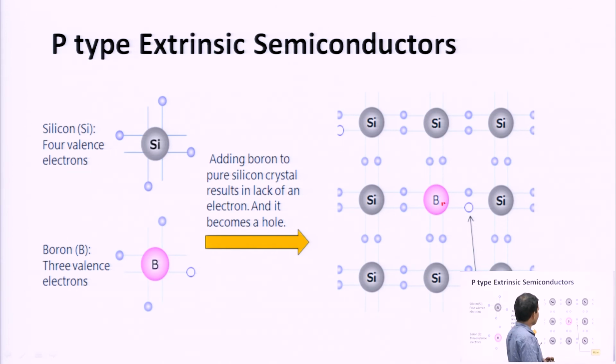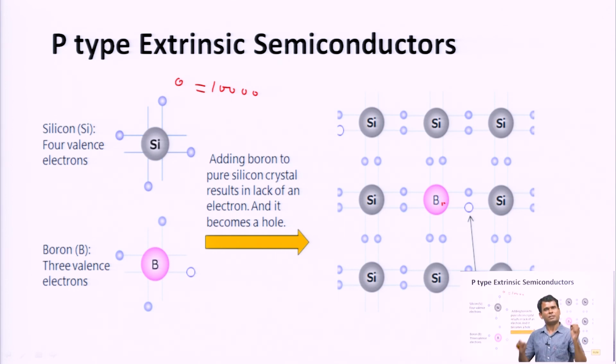Okay guys, and this hole is always in the valence band, because why? Because the deficiency of electrons is always in the valence band. This means holes are always in the valence band. Now the question arises: which charge carriers are in majority and which are in minority? Suppose guys, we have doped 10,000 boron atoms. How many boron atoms? 10,000. This means holes are 10,000.